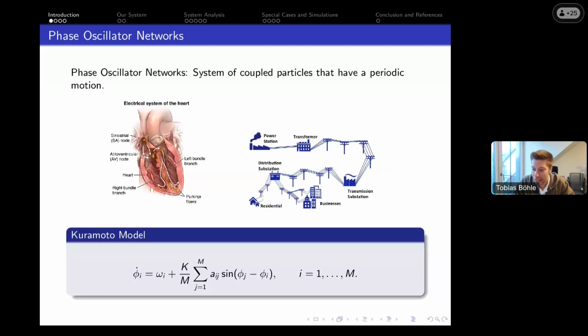Okay, and if you describe an oscillator just by its phase, so just by a value on the unit circle between 0 and 2 pi, then you also call this oscillator a phase oscillator. And if there's some non-trivial coupling structure, then you have a phase oscillator network.